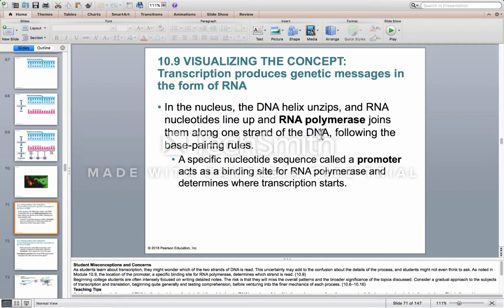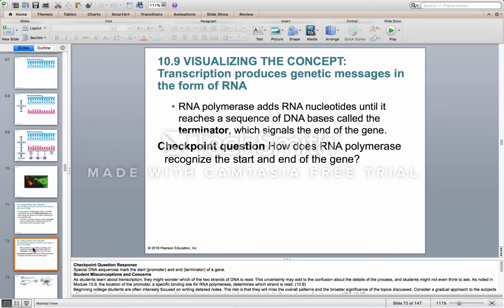Notice I said U. U is used in transcription, and in this case, that's going to be the code for that specific strand. So you've got a specific nucleotide sequence. It's going to start at the promoter region. The promoter is like the start, the one that starts the whole thing, right? It promotes it. It's going to be the binding site for RNA polymerase, kind of like the primer was the binding site for DNA polymerase, and it's going to determine where transcription starts.